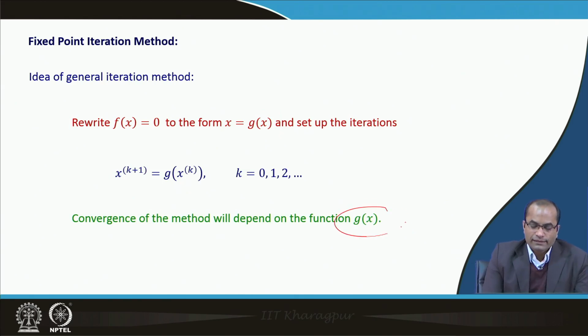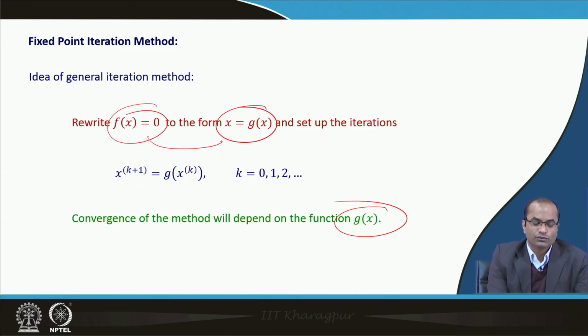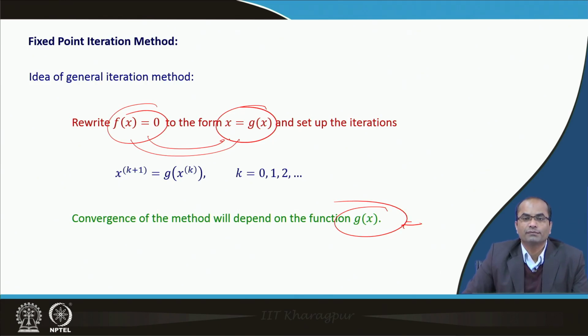So, the convergence will naturally depend on how we rewrite this f(x) = 0 to x = g(x). That is what the convergence actually depends on. There are various ways we can rewrite f(x) = 0 in the form x = g(x); this is not a unique way. There are several ways, and the convergence will depend naturally on how we define this g(x), and we will demonstrate this.